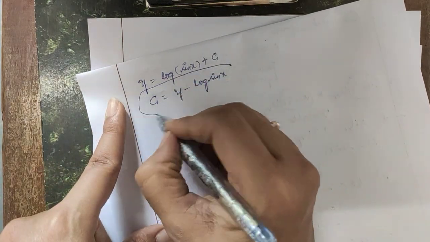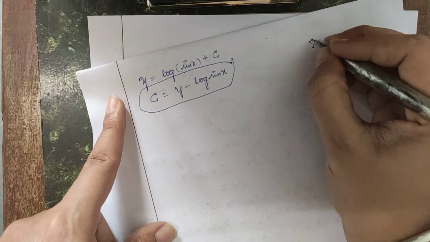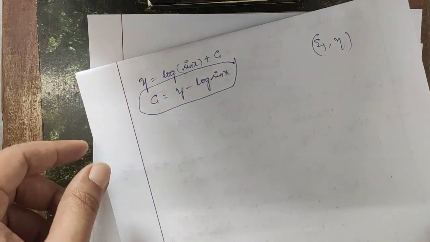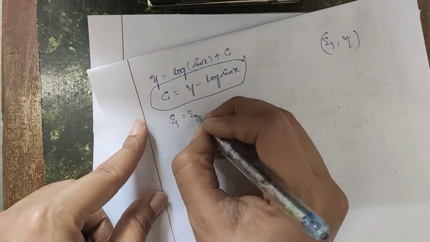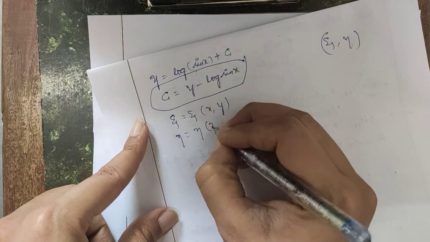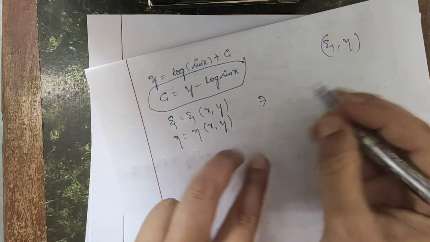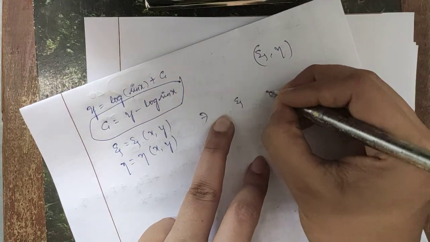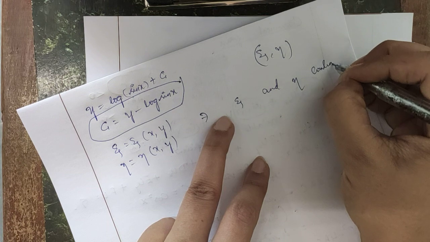If you have only one value, when you are converting to the xi eta plane, what we have to do is, we already know that xi is equal to xi of x comma y and eta is equal to eta of x comma y is a transformation such that xi and eta should be continuously differentiable.